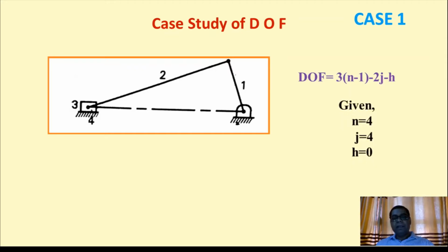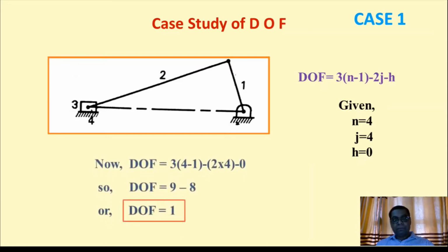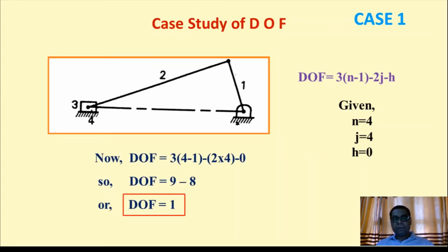Over here, given that n equals 4, j equals 4, and higher pair h equals 0. So the degree of freedom, we calculate and find out: 3 into (4 minus 1) minus 2 into 4 minus 0, that is 1. Have you understood? Then we proceed towards the next numerical problem.